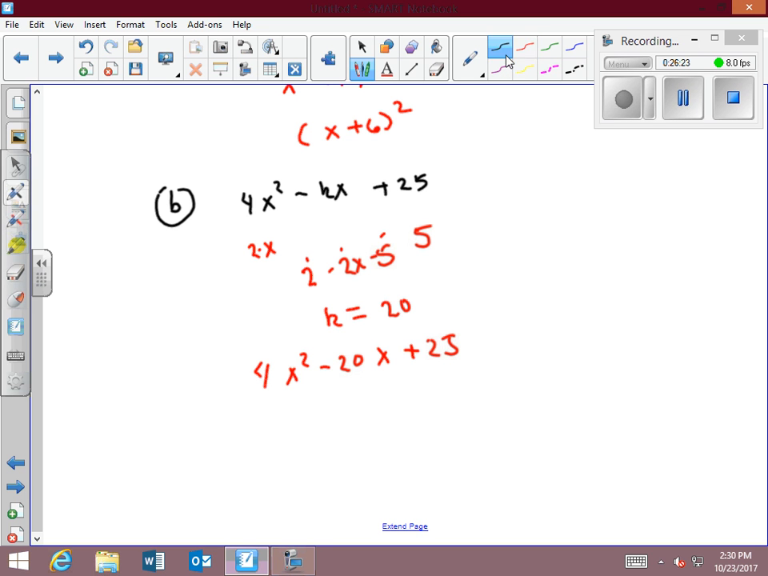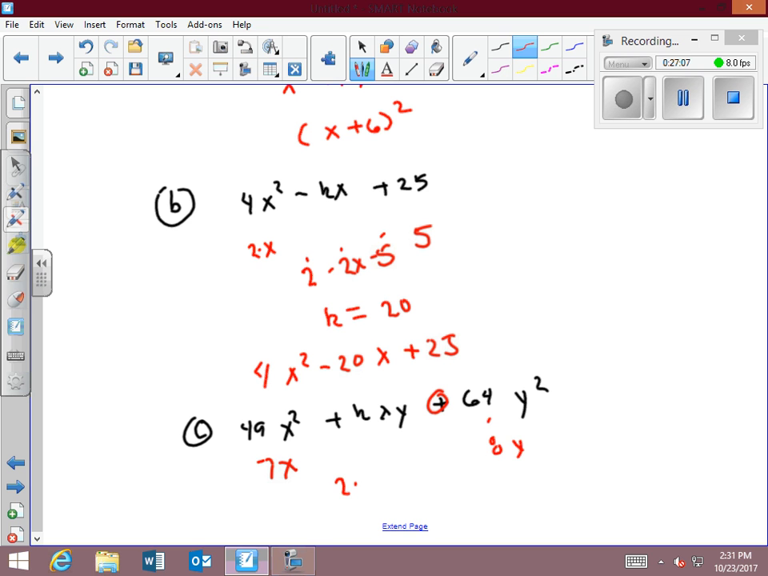Let's look at C, which is 49x squared plus kxy plus 64y squared. So if it's a complete square, is the first term a square term? What is it? 7x, isn't it? Is the trailing term a square term? This is a plus. What is it? 8y. So what does k have to be?